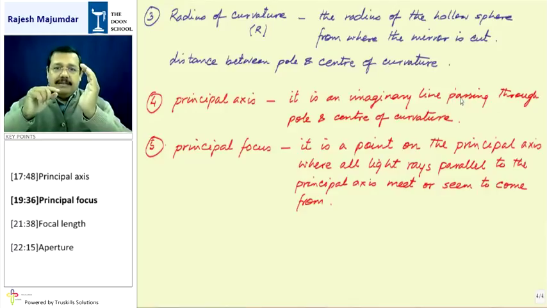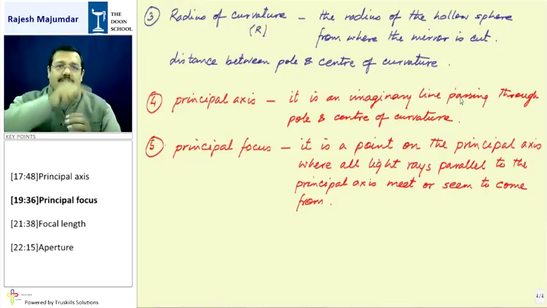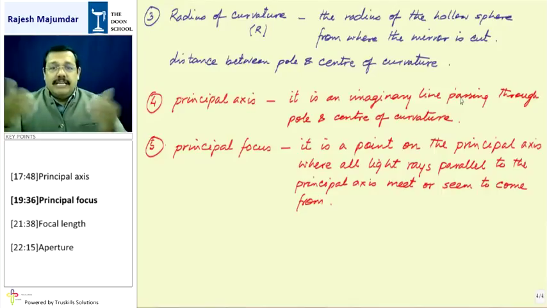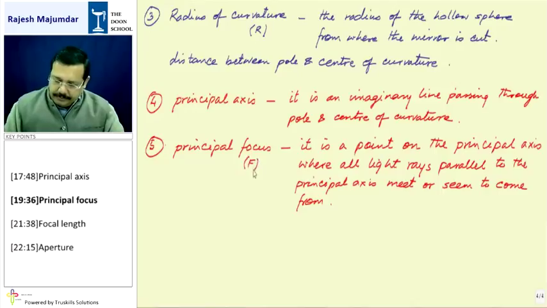But for convex mirror, all light rays which are parallel to the principal axis will diverge, and if we receive those diverged light rays, we will feel that as if those diverged light rays are coming from a point on the principal axis, and that is why the word seem to come from. So for convex mirror, they seem to come from, and for concave mirror, they are actually meeting. So that point is called focus. Focus is denoted by capital F. 6. Focal length.